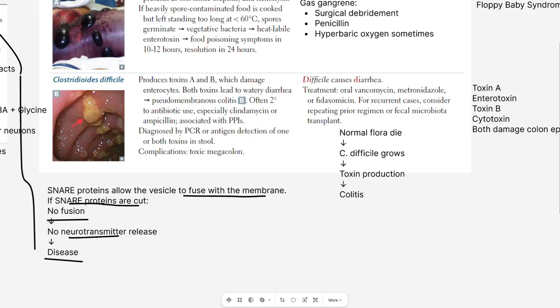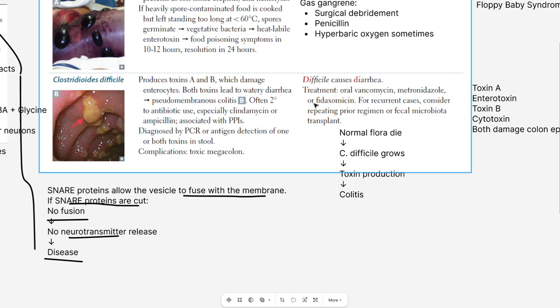Toxic megacolon happens because there's severe inflammation and the colon massively dilates. There's a perforation risk also, and honestly, death is also possible, so it can become a medical emergency. You treat by giving oral vancomycin. Here, this is the treatment. You give oral vancomycin, or you can even give fidaxomicin. This is also an antibiotic. In recurrent cases, we give a fecal microbiota transplant.